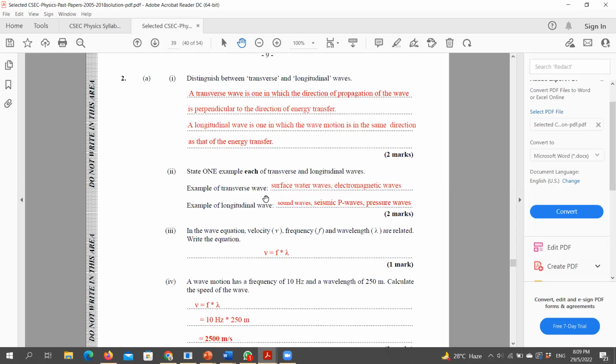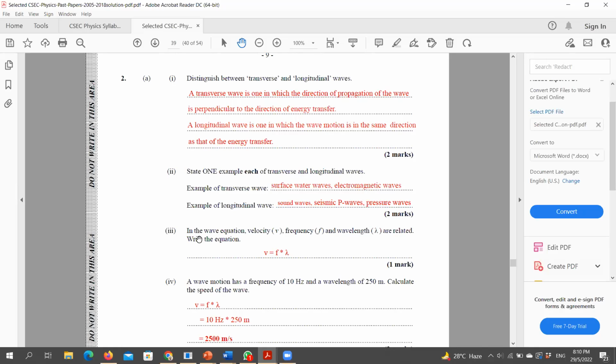Next question, state one example of each of transverse and longitudinal waves. We have water waves and electromagnetic waves as transverse waves, while for longitudinal waves, we have sound waves and seismic P waves. Those are some earthquake waves. Some of them are longitudinal, so the P waves are longitudinal. And pressure waves are also longitudinal. We give more than one here, but anyone will do, because it is only 2 marks, so we need just 1 for each.